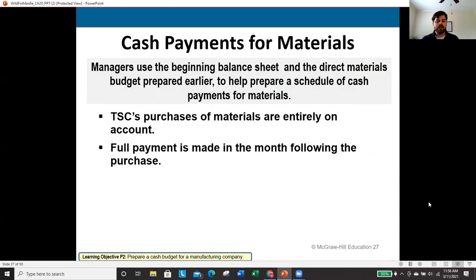So this is a pretty easy policy for us to deal with, but we could, of course, see something similar to what we saw with the cash receipts, where we pay for 30% up front and 70% in the month following the sale, or a multi-layered period payment that we saw just a moment ago in the example that we talked through.